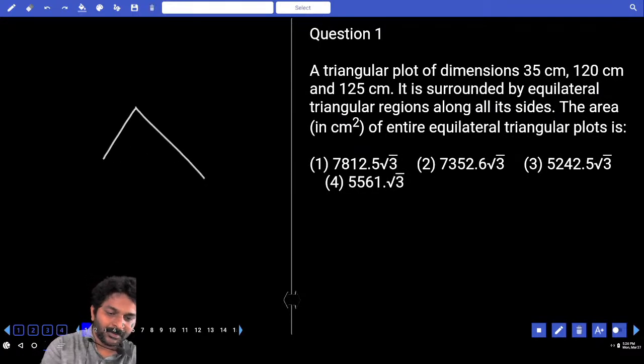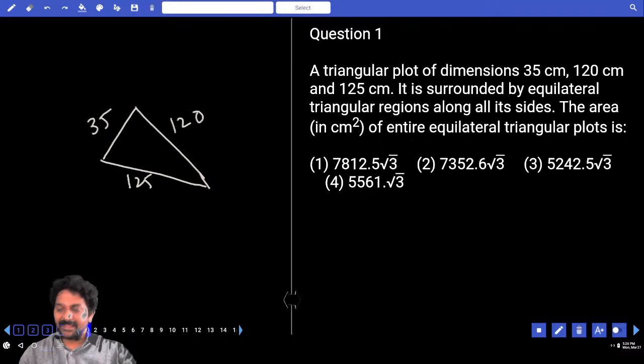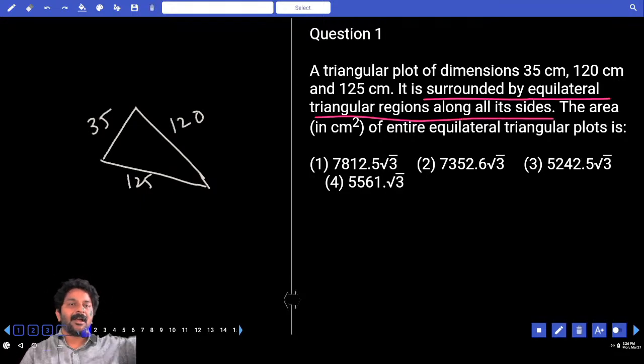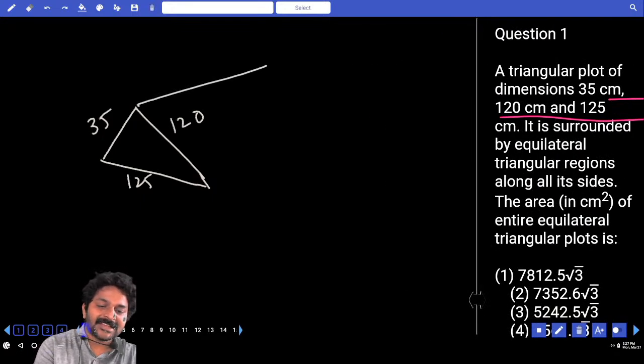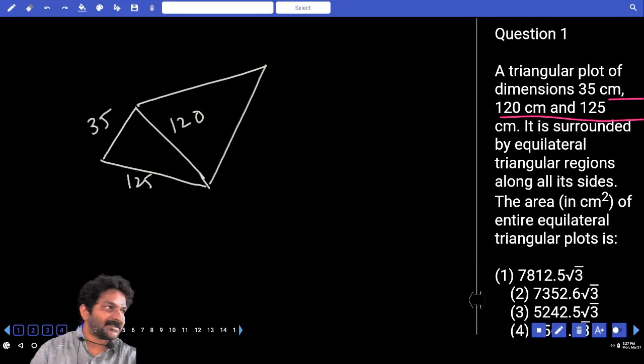different, right? So let's draw it like this. One is 35, 120 and then 125. This triangle is surrounded by equilateral triangle regions along all its sides. How many sides we have? So all these three sides are equilateral triangles.